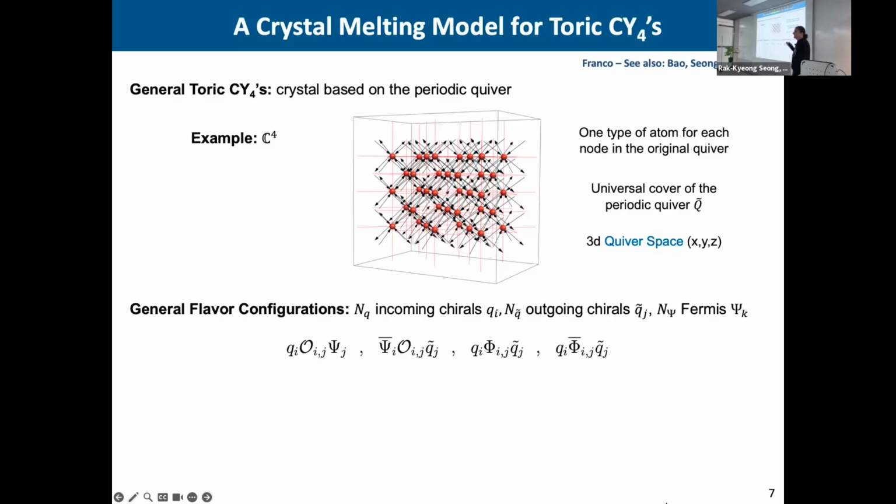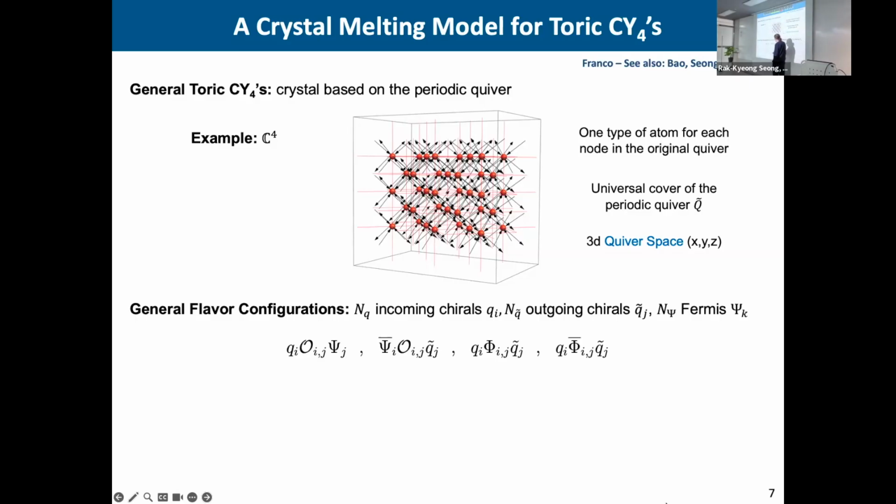NQ incoming chirals. So additional flavors, I mean fundamental fields transforming in the fundamental representation of some of the gauge groups. I will have NQ tilde outgoing chirals, and I will have M psi Fermis. These are flavors. I will call them Q tilde, some size. And generically, they will have couplings that were not discussed so far in the talks, but there were questions in the previous talks about these things that look generically like this.